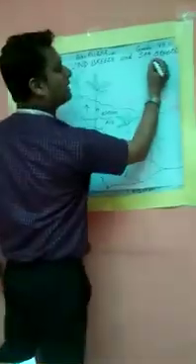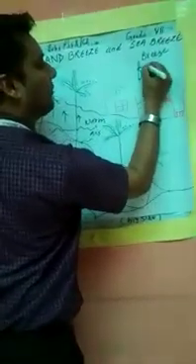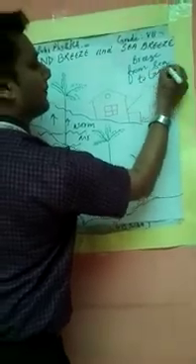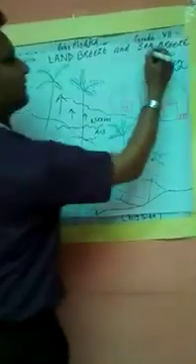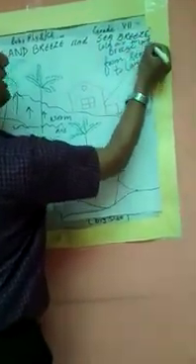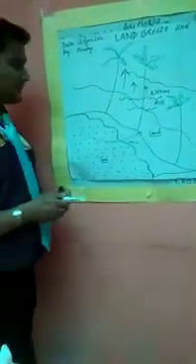So sea breeze is basically breeze from sea to land, the cold air moving from sea to land. This is called sea breeze.